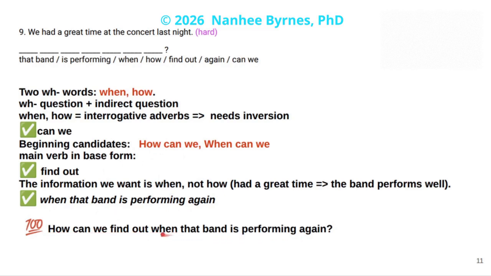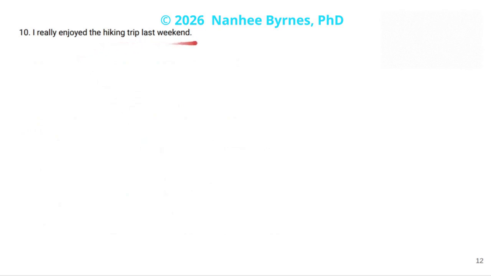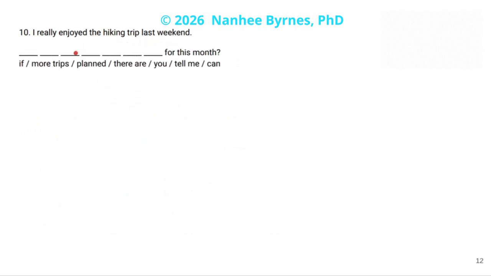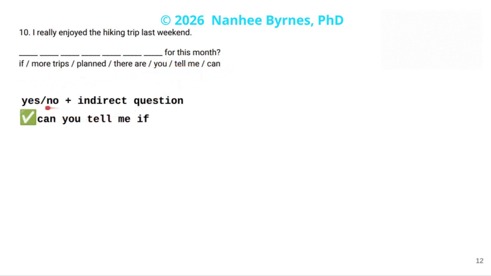Question 10. I really enjoyed the hiking trip last weekend. If, more trips, planned, there are, you, tell me, can. There is no WH word here, so this is a yes-no indirect question. We also see the structure, can you tell me if, which is one of ETS's most repeated patterns. So we start with, can you tell me if? After if, we must use statement word order, so there are comes next.